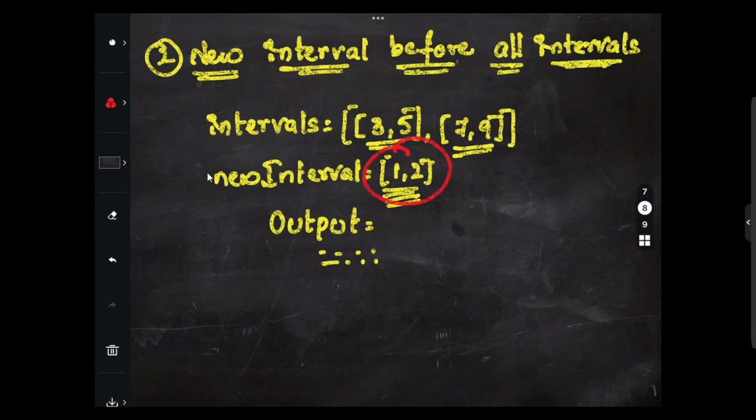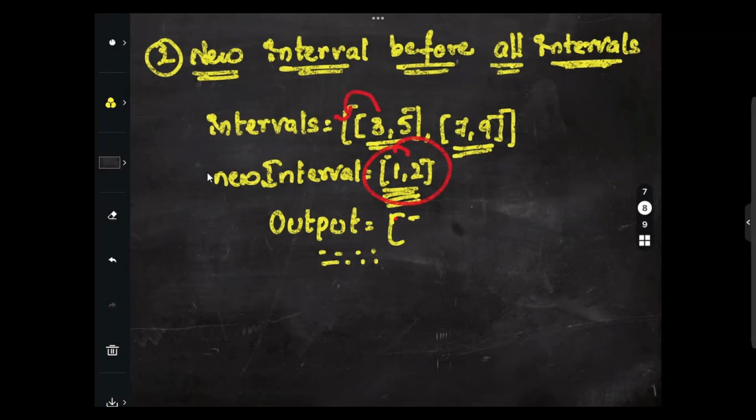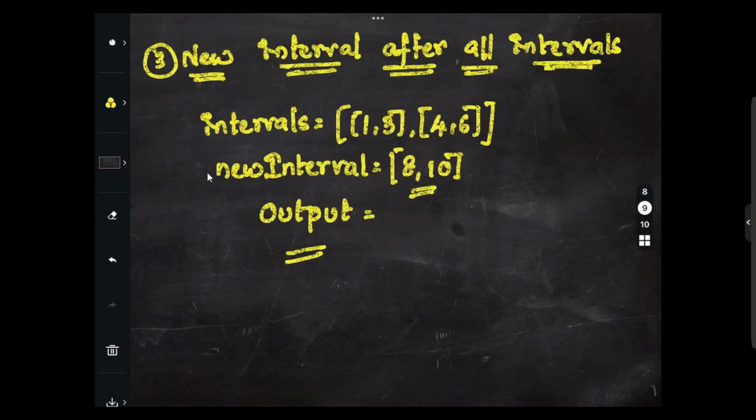So here this will be a new interval before all the intervals, right? Here 1 comes before 3, you can clearly see. So this will be added at the beginning. So the result in this case will be 1 comma 2, 3 comma 5 and 7 comma 9. I hope this is clear, right?